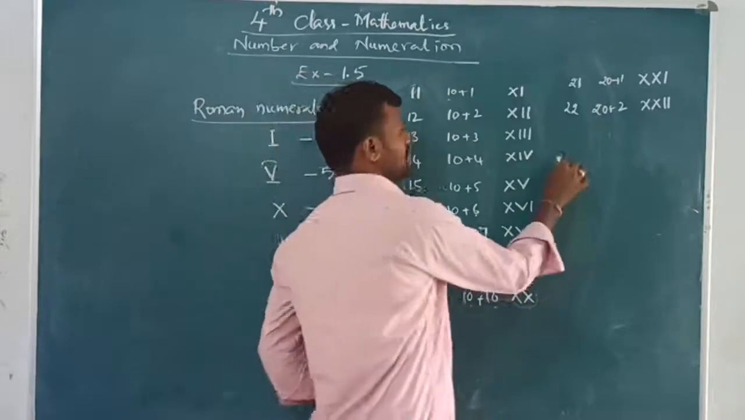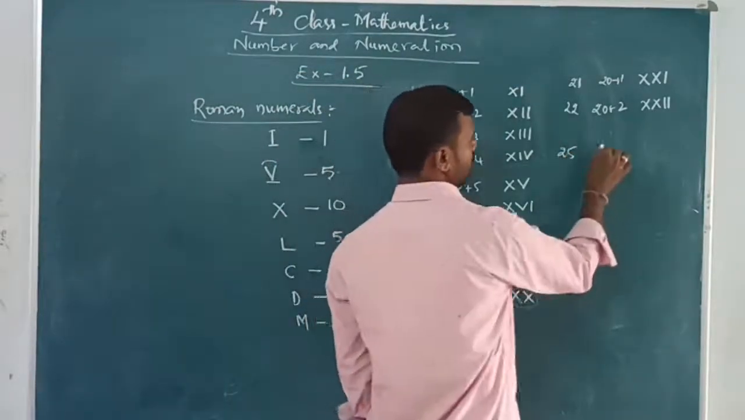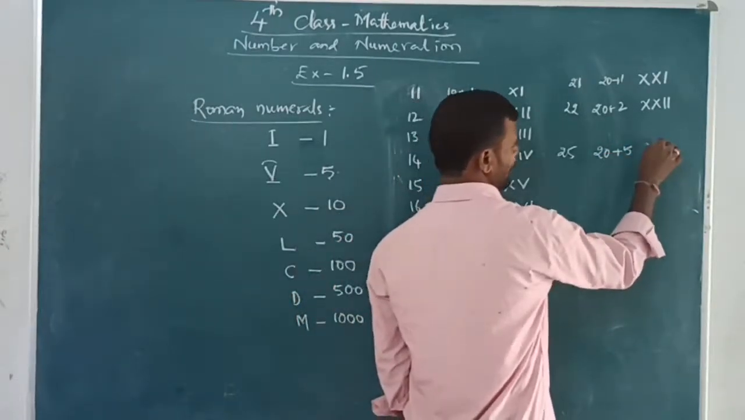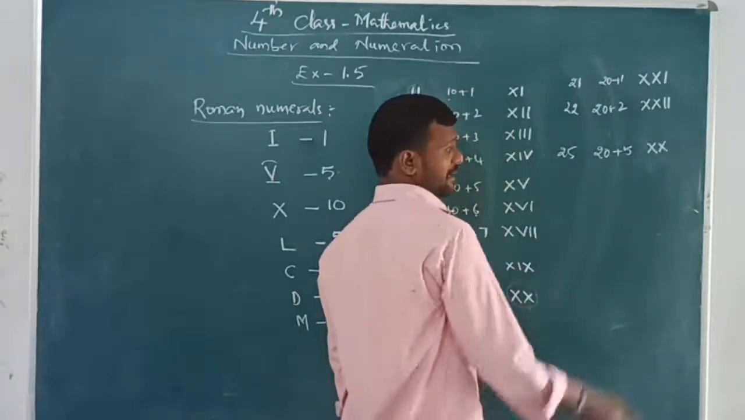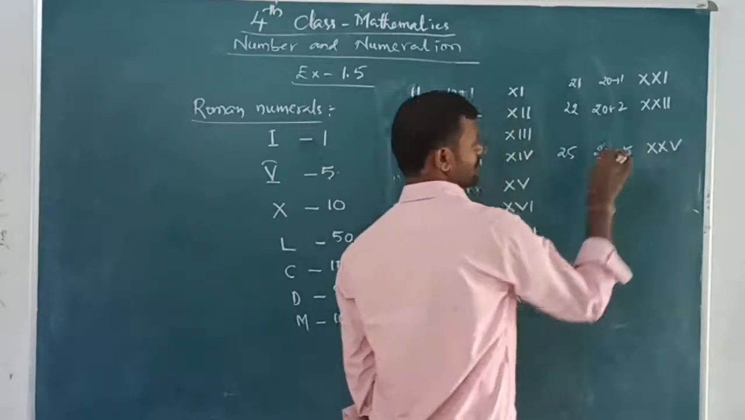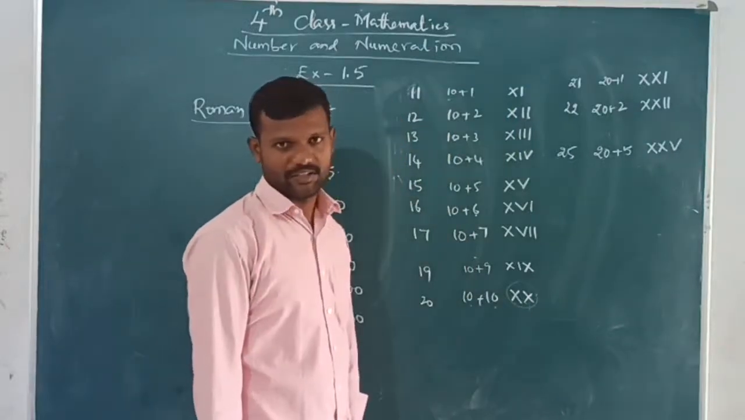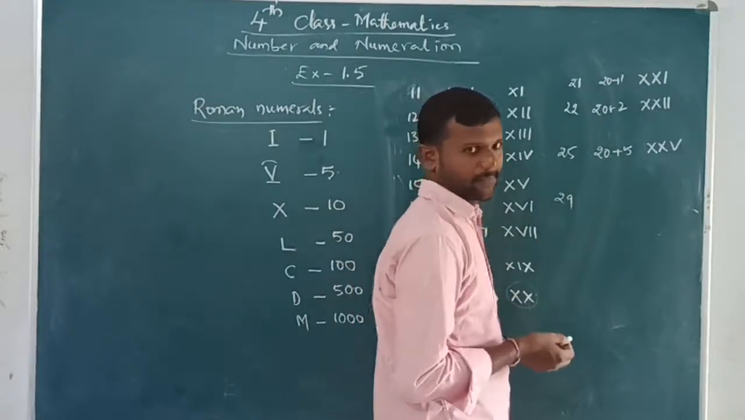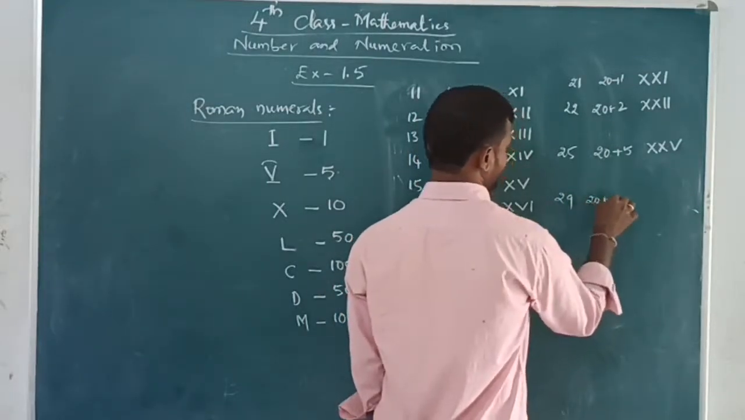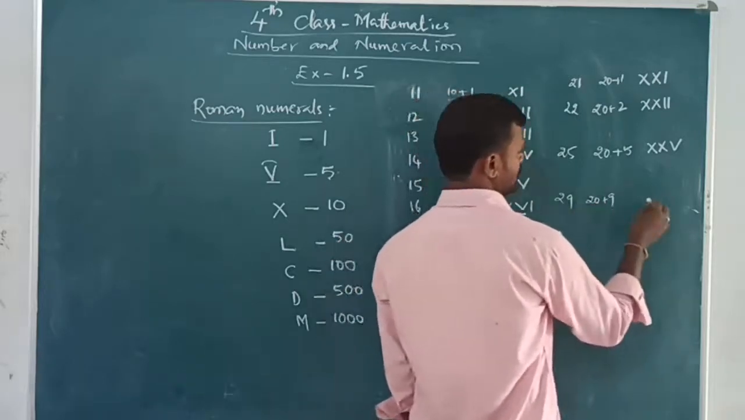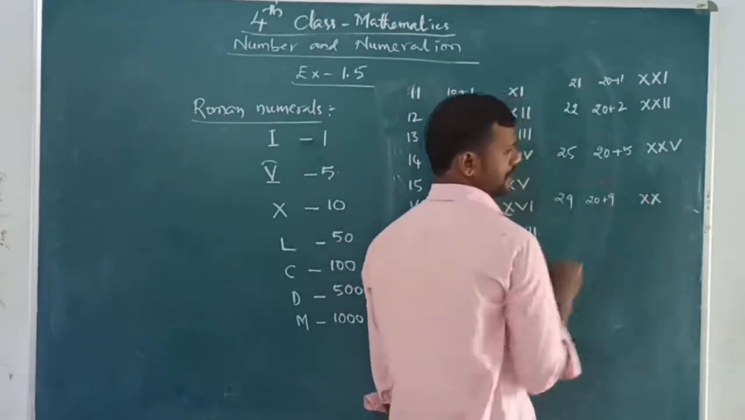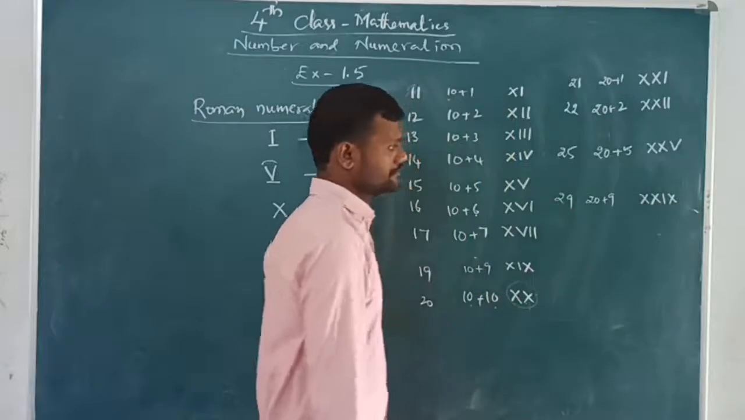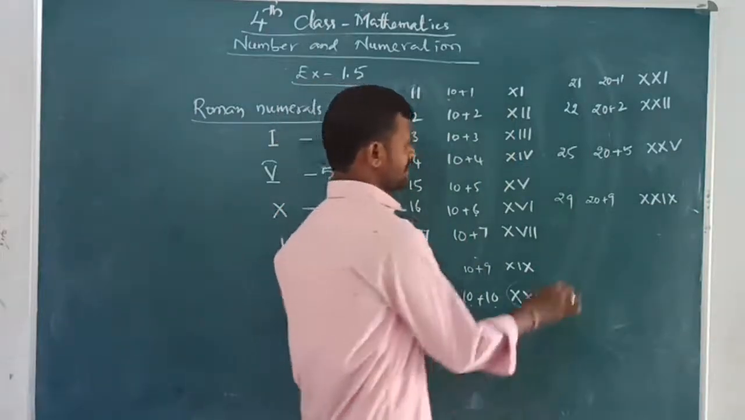Okay. In the same way, next I am writing 25 here. 25 means what? 20 plus 5. 20. 20 means 2 X's. This is 20. And again 5. 5 means what? We have to take this one. That is 25. Next 29. 29 means 20 plus 9. What is 20? XX. This is 20. And 9. What is 9? IX. That is 9. 29.